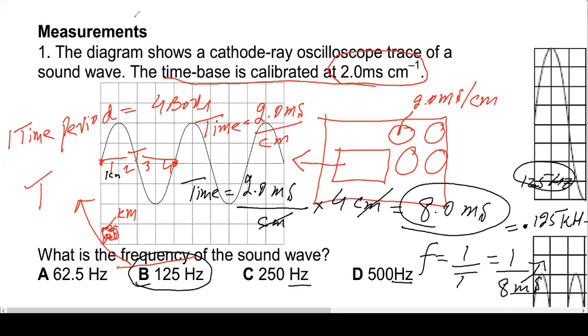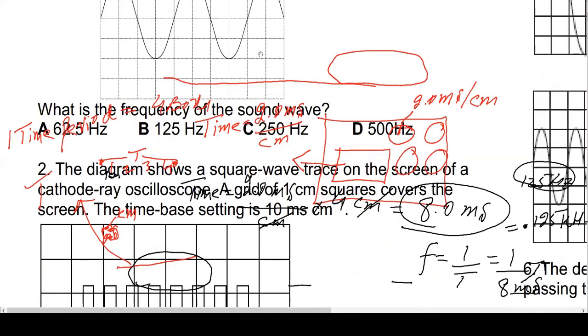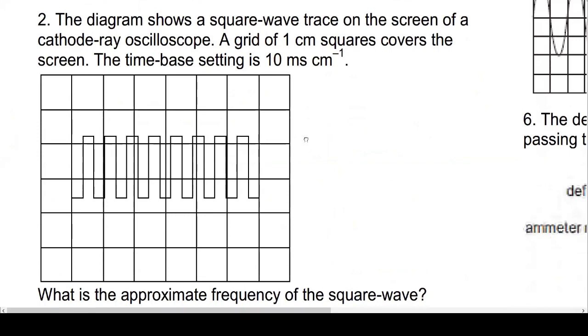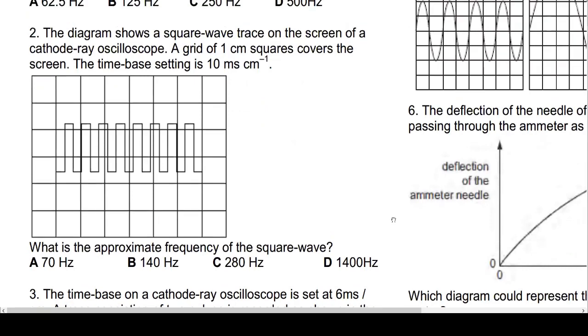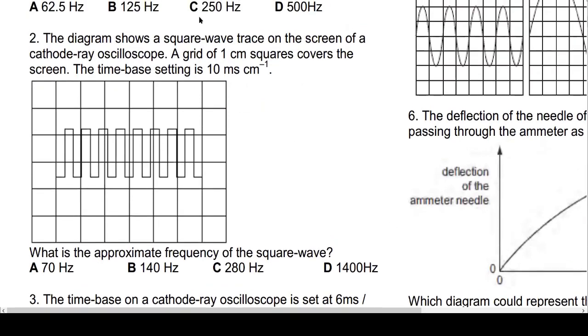Now let's move toward another MCQ. Let's zoom out a little bit. The diagram shows a square wave trace on the screen of the cathode ray oscilloscope, which I discussed a little bit in the first MCQ. A grid of 1 centimeter squares covers the screen. The time base setting is 10 millisecond per centimeter. What is the approximate frequency of the square wave?